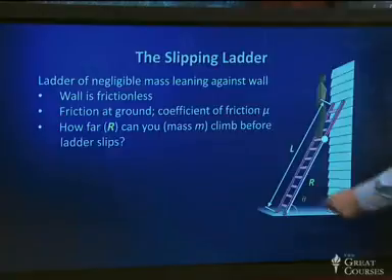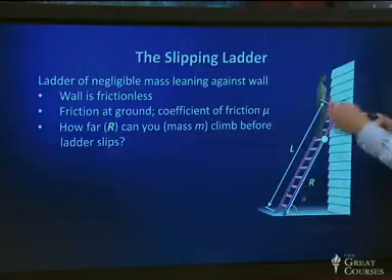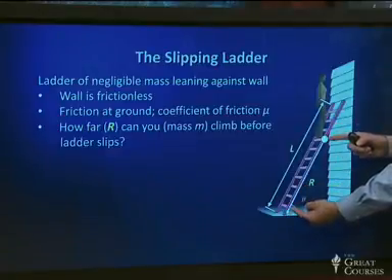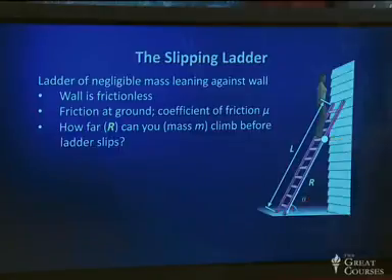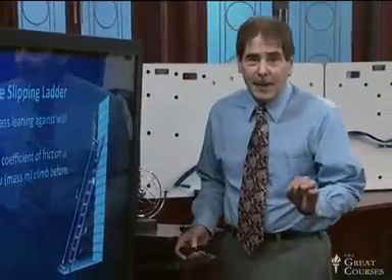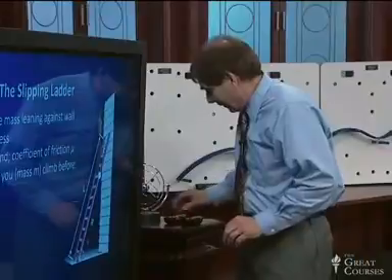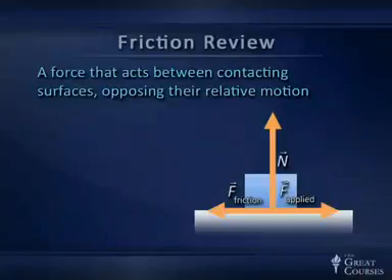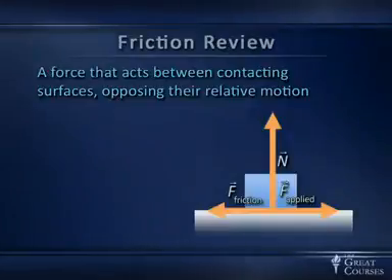And the question is, how far can you, mass m, climb? That is, what distance r can you climb up the ladder before the ladder slips? And we're going to be interested in what the angle of the ladder might be for those conditions to be met. Now, before I set the problem up in detail, let me just remind you briefly about how friction works. We looked at friction in earlier lectures. Friction is a force that acts between two surfaces in contact.